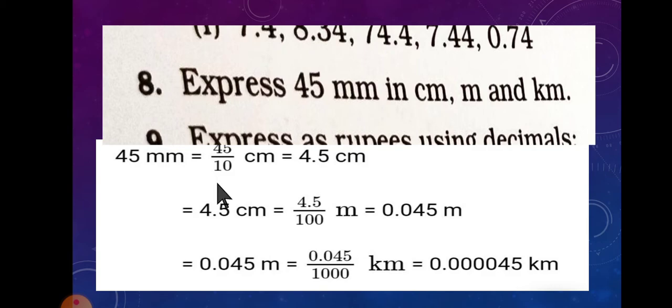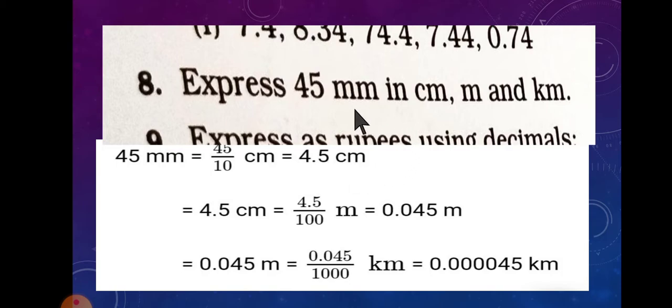45 upon 10, because 1 millimeter is equal to 1 upon 10. So we multiply by 1 upon 10, and because there is one 0 in the denominator, we insert a decimal after one digit, and it is 4.5 centimeter. We multiply 45 by 1 upon 10, because 1 millimeter is equal to 1 upon 10 centimeter. So finally our answer is 4.5 centimeter.